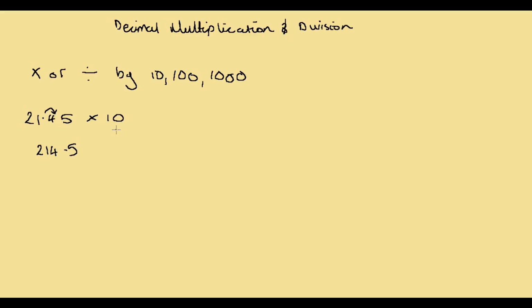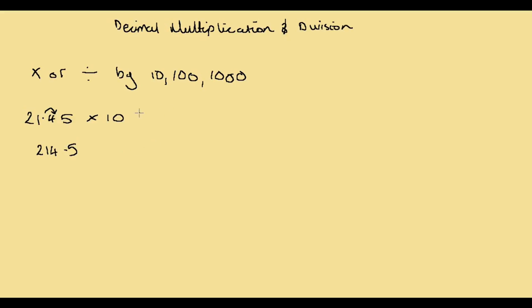Now the way we can tell how many spaces we need to move that decimal point is by counting how many zeros, or by counting how many digits there are in total of this number and reducing it by 1. So in other words, there's 2 digits, so we need to move it one space, which is 2, take away 1. So we're moving this decimal point one space to the right, so that makes 214.5.